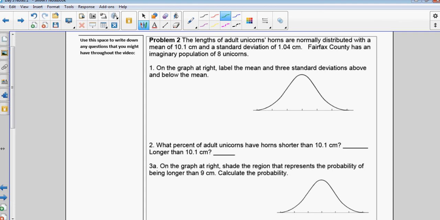Okay, Algebra 2, this is still Unit 7 and Day 3, and we're now on page 3. So in Problem 2, we're talking about adult unicorns, and the length of their horns are normally distributed with a mean of 12.1 centimeters and a standard deviation of 1.04 centimeters. And in Fairfax County, we have an imaginary population, but I'm pretty sure your worksheet says 800 unicorns. So let's change that to 800 unicorns.